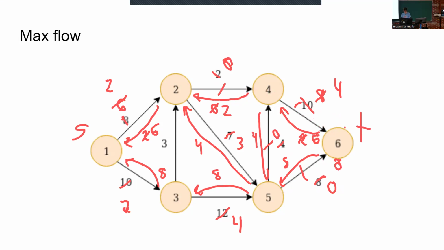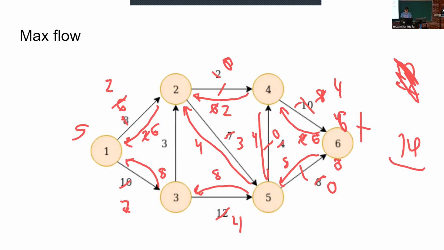10 minus, we pump 4 through this edge. So I think that's 6. Yes, completely right. That's 6, because it's just this value. So that's 14 total. And you can also look at any cut, we'll be proving that later, to find what flow has been pumped through the graph.